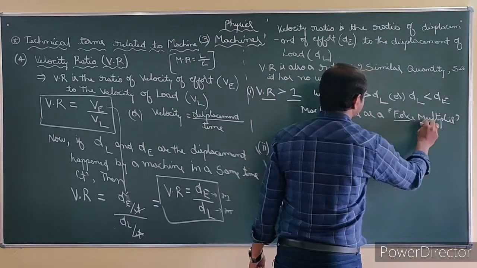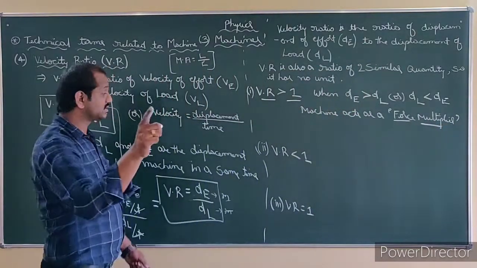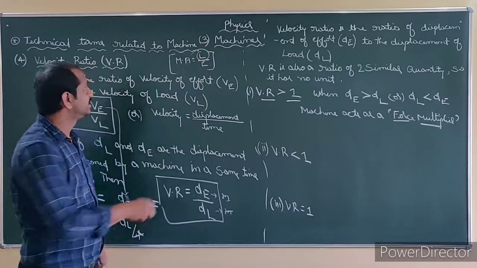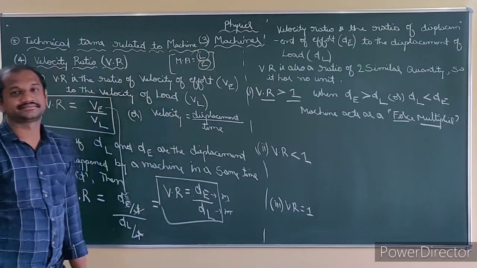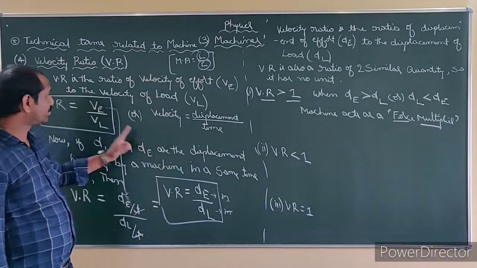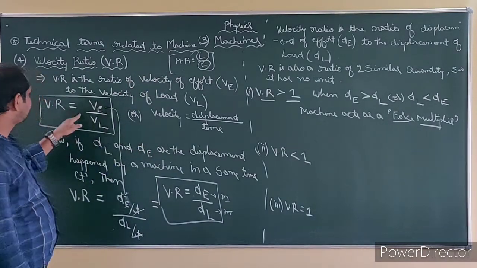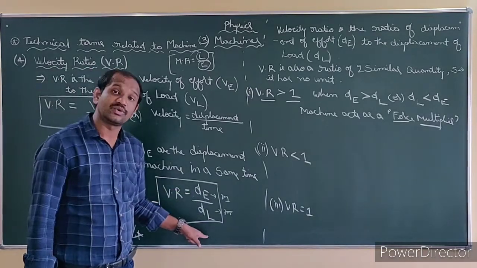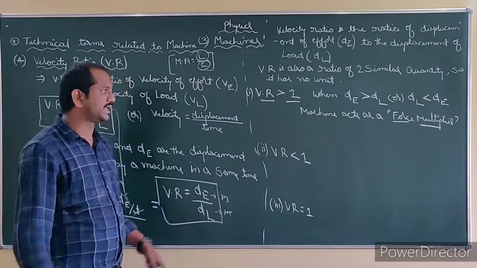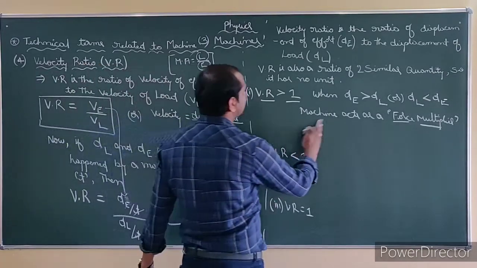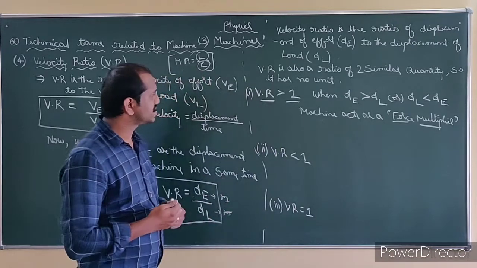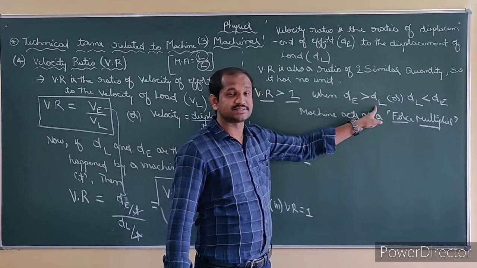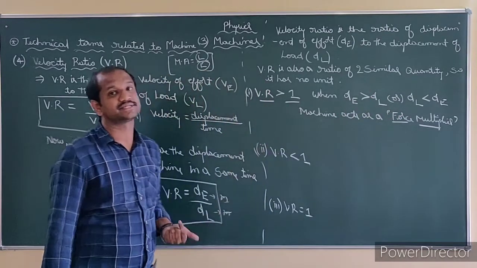Very important. You should not confuse this: in mechanical advantage, load is in the numerator and effort is in the denominator. Remember, but in velocity ratio, displacement of effort is in the numerator and displacement of load is in the denominator. That is the only difference you need to make. Now, machines act as a force multiplier when velocity ratio is greater than 1, when displacement of effort is greater than displacement of load, or displacement of load is less than displacement of effort.